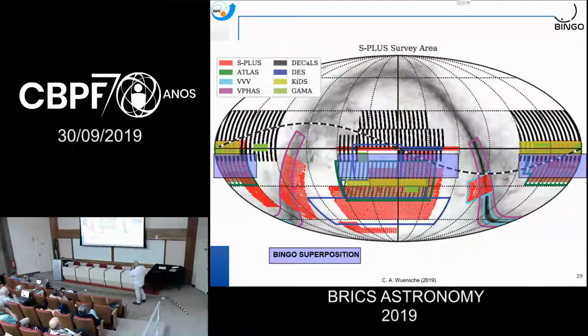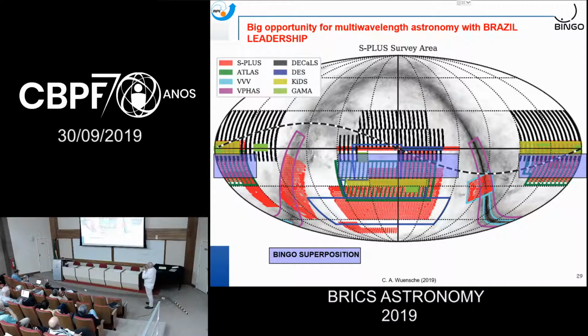And if we have the S-PLUS survey area, this is the BINGO area here, here, and here. We can also do something with Brazil leadership. So BINGO is being led by Brazil, and S-PLUS has a very strong participation of Brazilian astronomers. So there would be a good chance of doing science for, let's say, near redshift cosmology between 0.1 or 0.05 and 0.5.